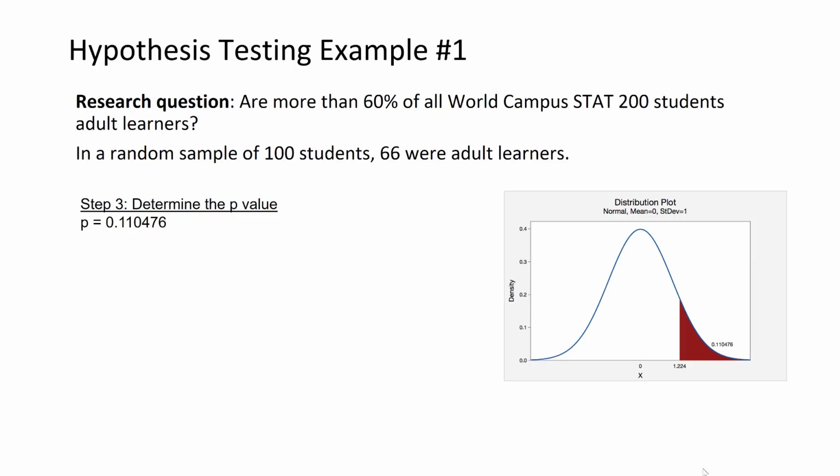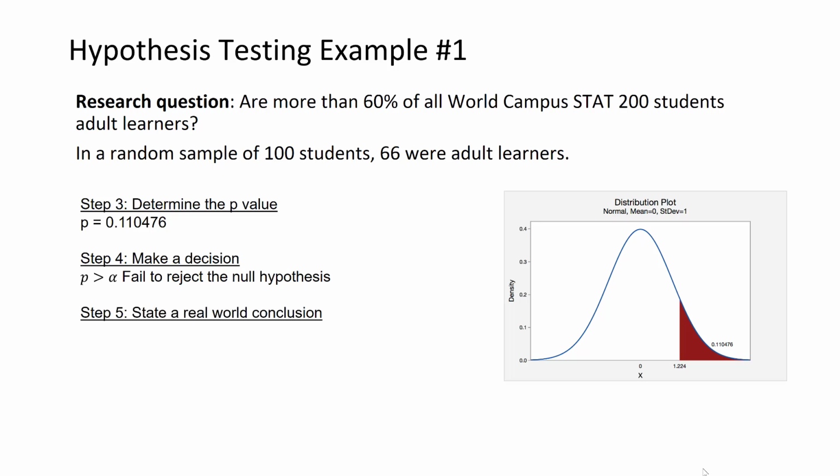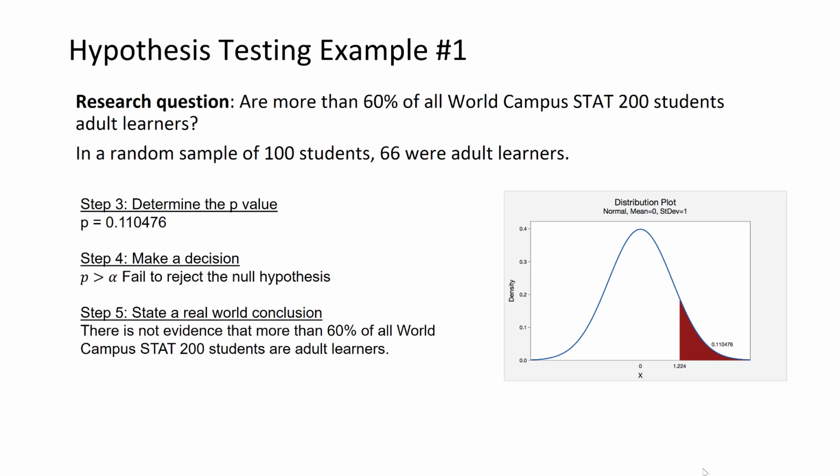Going back to our example, we found our p-value by constructing a z-distribution in Minitab Express. Step 4, we make a decision. Our p-value is greater than the standard 0.05 alpha level, so we fail to reject the null hypothesis. This means that our results are not statistically significant. And step 5, state a real-world conclusion. There is not evidence that more than 60% of all World Campus Stat 200 students are adult learners.